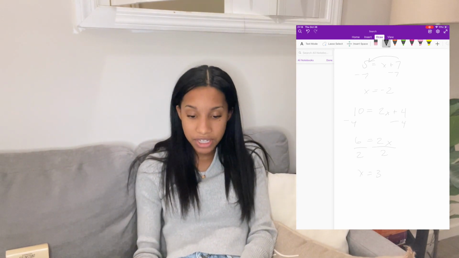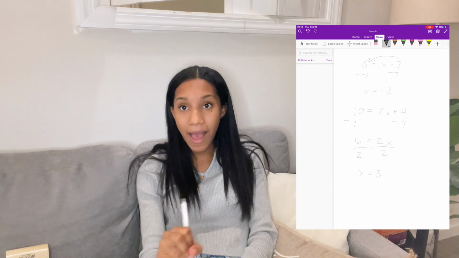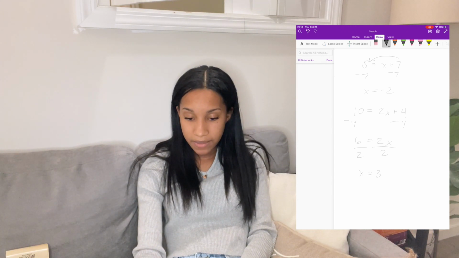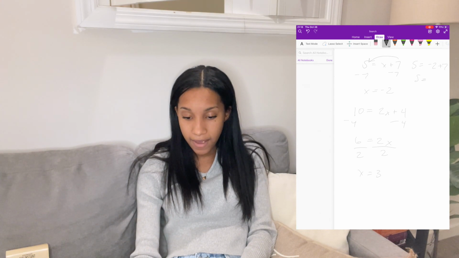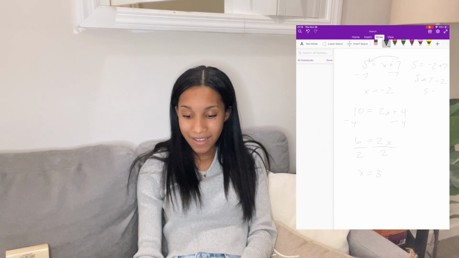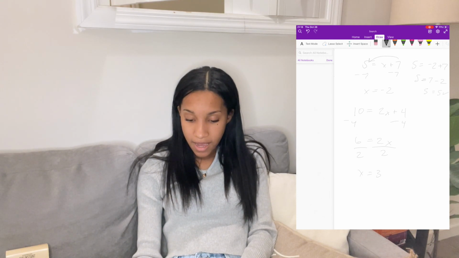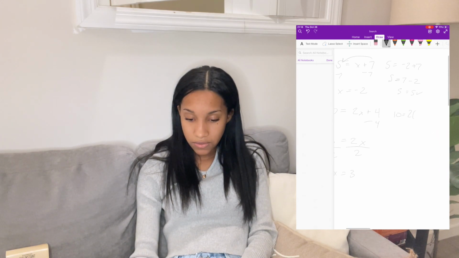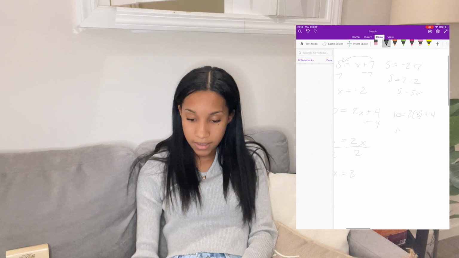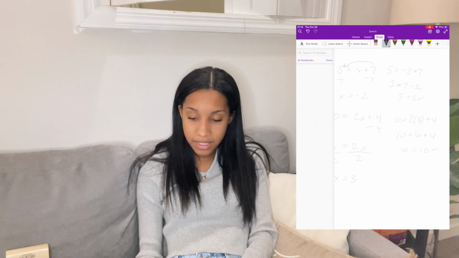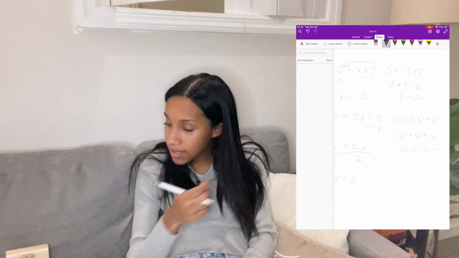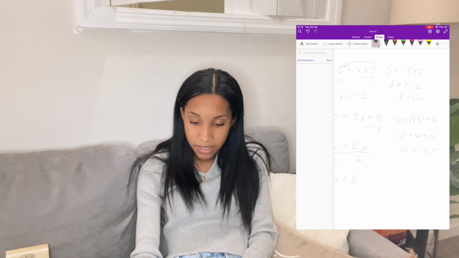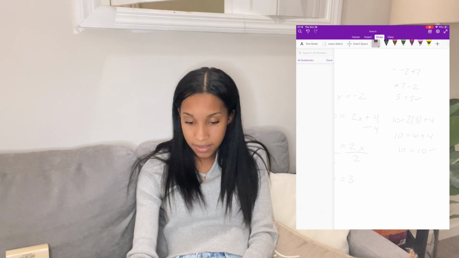And then again, if you wanted to check yourself, you would just plug your number back into the equation. So for the first one, it would be 5 equals negative 2 plus 7. That's a funny way of saying 5 equals 7 minus 2. 5 equals 5, so that is correct. We have 3, so 10 equals 2 times 3 plus 4. 10 equals 6 plus 4. 10 equals 10. So you got that one right too. And that's how you would check those. Pretty simple overall. You shouldn't see anything crazy.